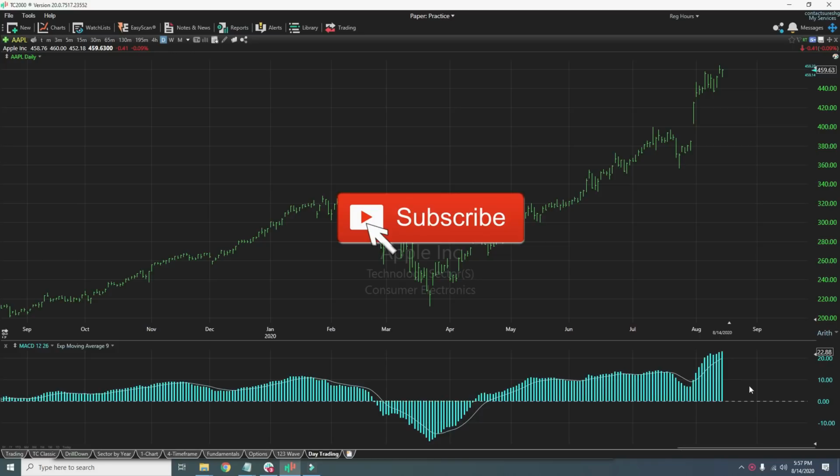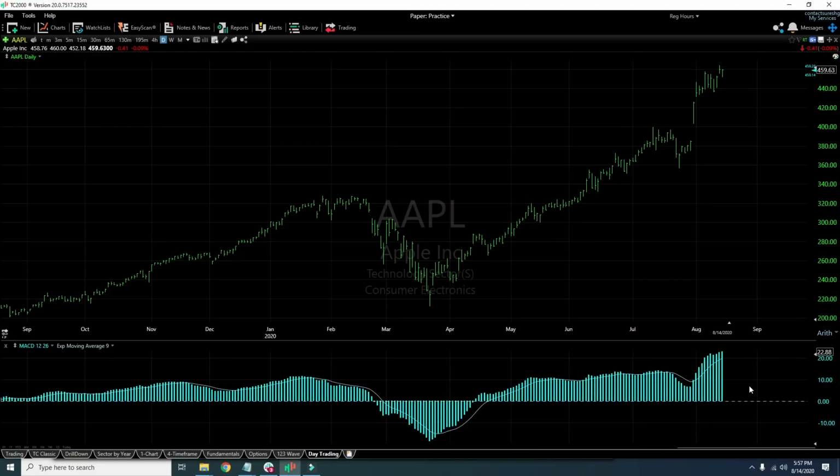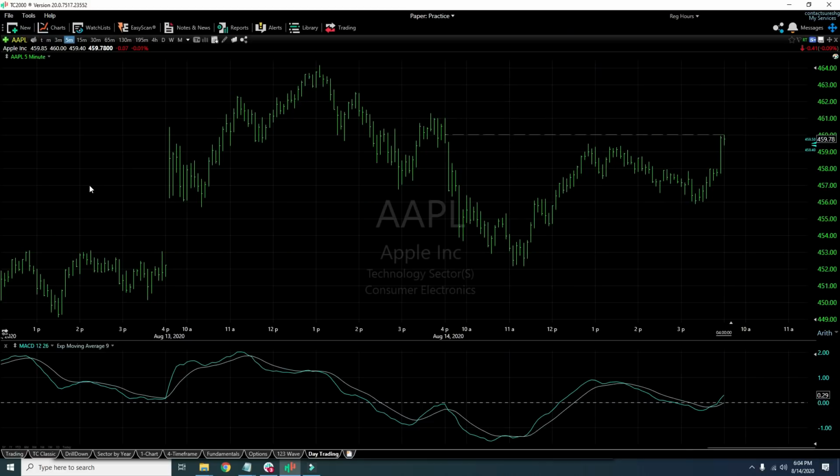Now, the next step would be to look at the two common mistakes people make when they use the MACD indicator. First thing is they are trading the MACD crossover. Second is misinterpreting the histogram. Let's look at the common mistakes people make. First thing is trading the MACD crossover.